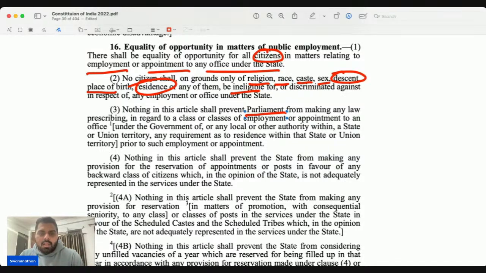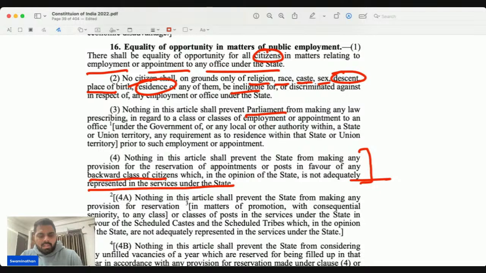Apart from that, there is Article 16(4). It gives the power that the state can make certain provisions if it finds that a certain backward class of the citizens is not adequately represented in the service under the state. So if there is any backward class of citizens and the state is of the opinion that they are not adequately represented, for example, there are 100 posts in any service, and out of that, that particular group does not even constitute 2 or 3%, however, their population is 40%. So this is indicating towards a fact of underrepresentation.